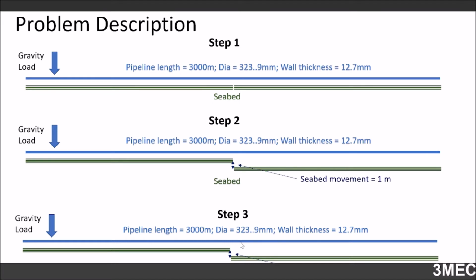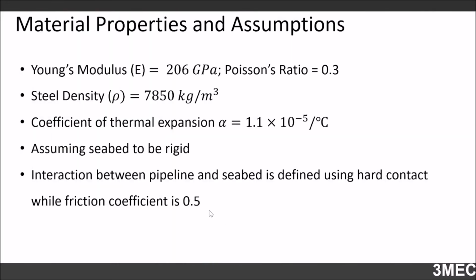But for the last case, when you have a lot of upheaval buckling, then the friction may play a role. So you can again apply any value you have. In this case, I was provided with this value.